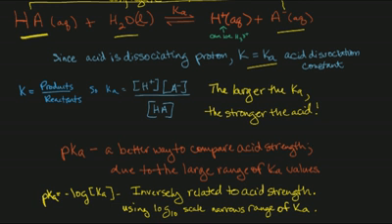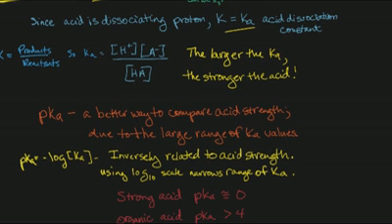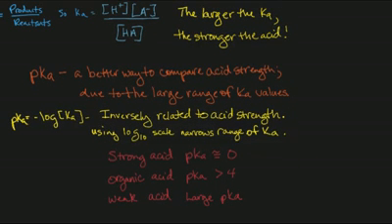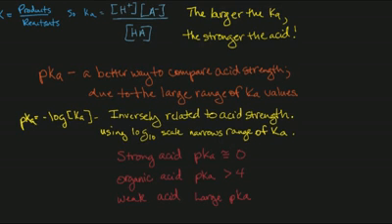So in order to narrow the range, we can use a logarithmic scale, logarithm base 10. And what that allows us to do is compare acid strength on a much more condensed scale. So strong acids typically range around 0. Organic acids roughly greater than 4. Weak acids can have larger pKa, greater than 40 or so. Okay, so that's basically pKa.